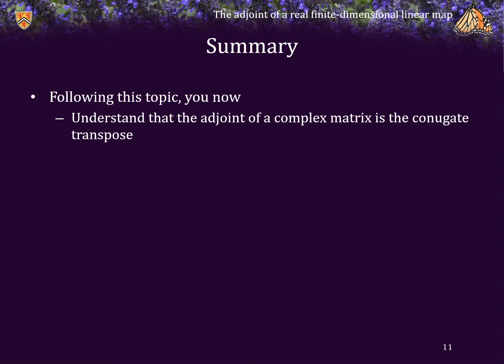So, following this topic, you now understand that the adjoint of a complex matrix is the conjugate transpose of that matrix.